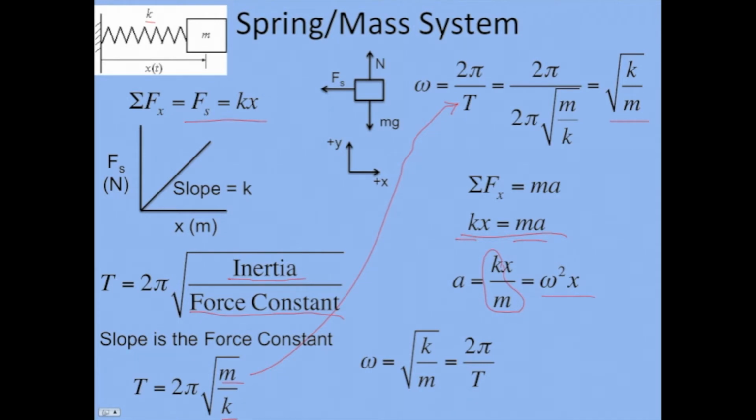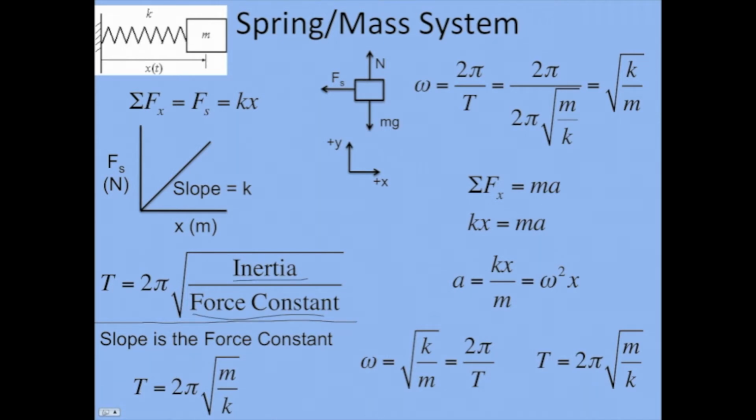And now you can solve for omega, and for a spring mass system, it's the square root of k over m, and that equals 2 pi over the period. So solving for the period, I get this. So we have two ways of coming up with the period of a spring mass system, or really any simple harmonic motion system. We have a generic period equation. It's always going to be 2 pi square root of the inertia over the force constant. And for a spring mass system, since it's just going back and forth, it's not rotating, the inertia is the mass. And then the force constant is always the slope of the force displacement graph. For a spring mass system, that's little k, so we get that.